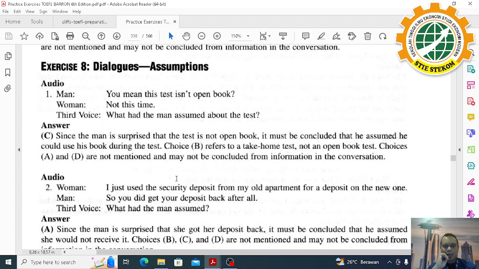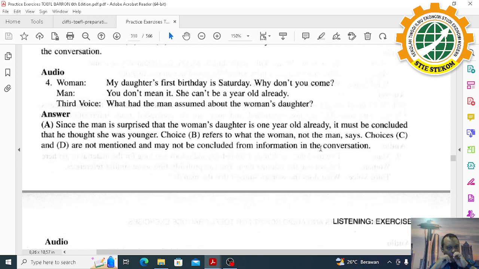Jadi dia kaget kenapa balikan dengan Phil. Okay, number 4, woman: my daughter's first birthday is Saturday. Why don't you come? You don't mean it? She can't be a year old already. What does the man assume about the woman's daughter? Since the man is surprised that the woman's daughter is 1 year old already, it must be concluded that he thought she was younger. Yeah, jadi yang dikirakan bahwa umur dari anaknya itu masih muda atau masih baby, ya.